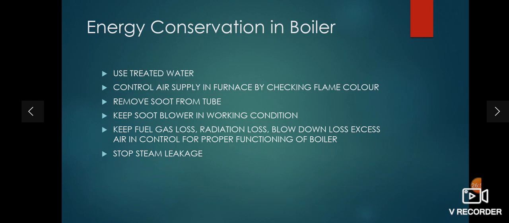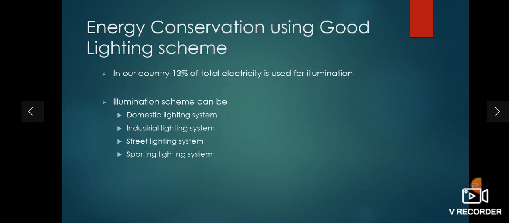Now, energy conservation in a boiler. Basically, use treated water. Then control the air supply in a furnace by checking the flame color, which means you can control how much air is going into the furnace. In the same way, remove soot from the tubes. Then keep the soot blower in working condition. Keep the flue gas loss, radiation loss, blow down loss and excess air in control for proper functioning of the boiler, and stop steam leakage.